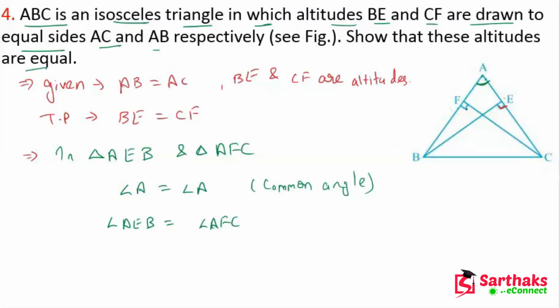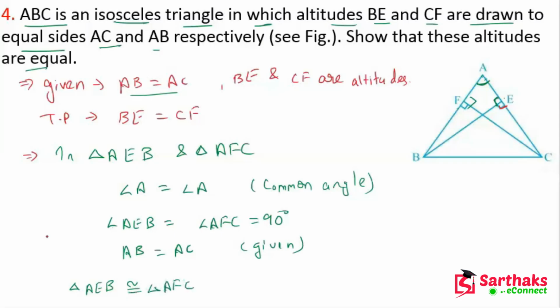This is equal by what? Because they are right angles. They are equal to 90 degrees, and AB is equal to AC. This is given. So we can write triangle AEB is congruent to triangle AFC, because here you can see angle angle side rule.